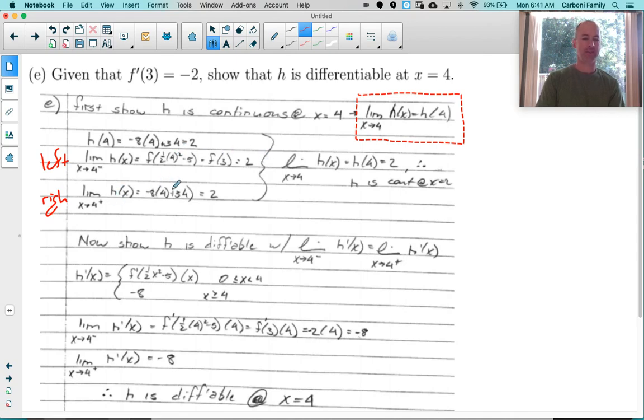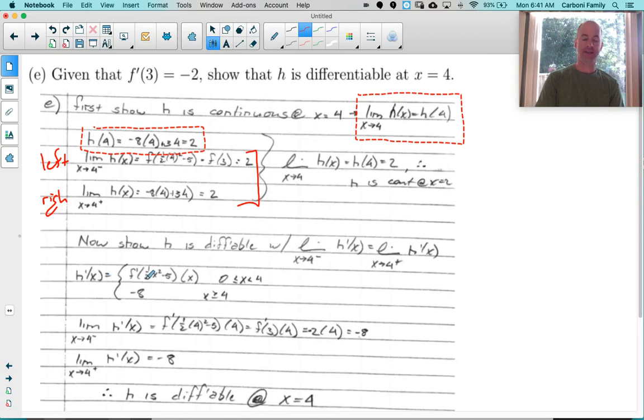The right side was negative 8x plus 34. And that also gives you a value of 2. So we know the limit exists. And then you absolutely must, when you are showing continuity, include the h of 4. So make sure you include that. So first thing I did is I wanted to show that the function is continuous. And then to show that the function is differentiable, what you want to do is show that the left and right sides of the derivative are the same.